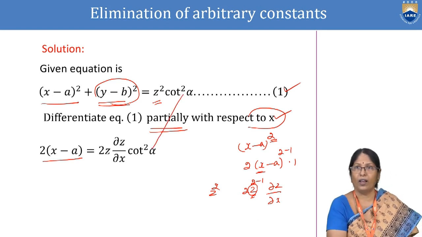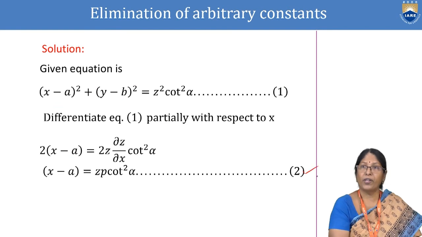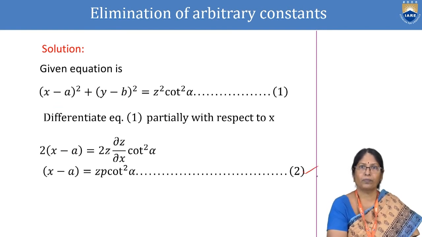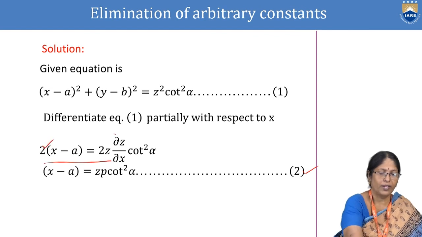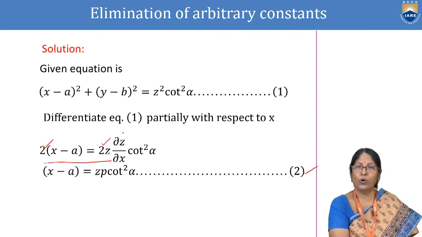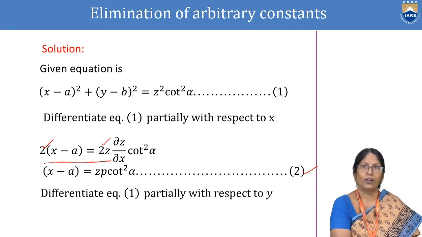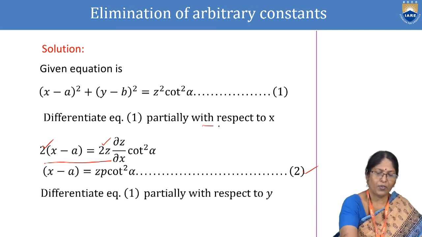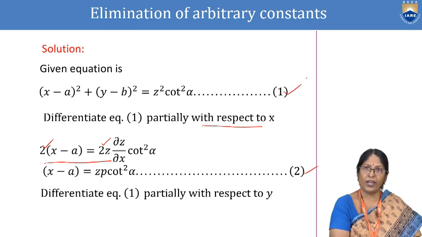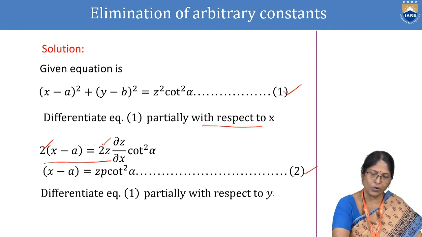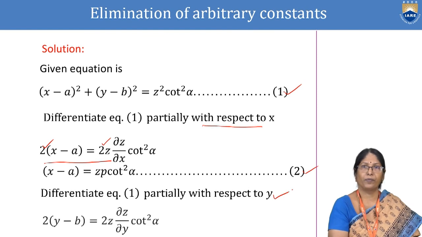cot square alpha. So this is named as equation 2. Here also 2 is there, here also 2 is there. Both the sides, 2 is common. We removed it. Now we gave the treatment to our equation 1 with respect to x. We decided to give the same treatment to the given equation with respect to y.